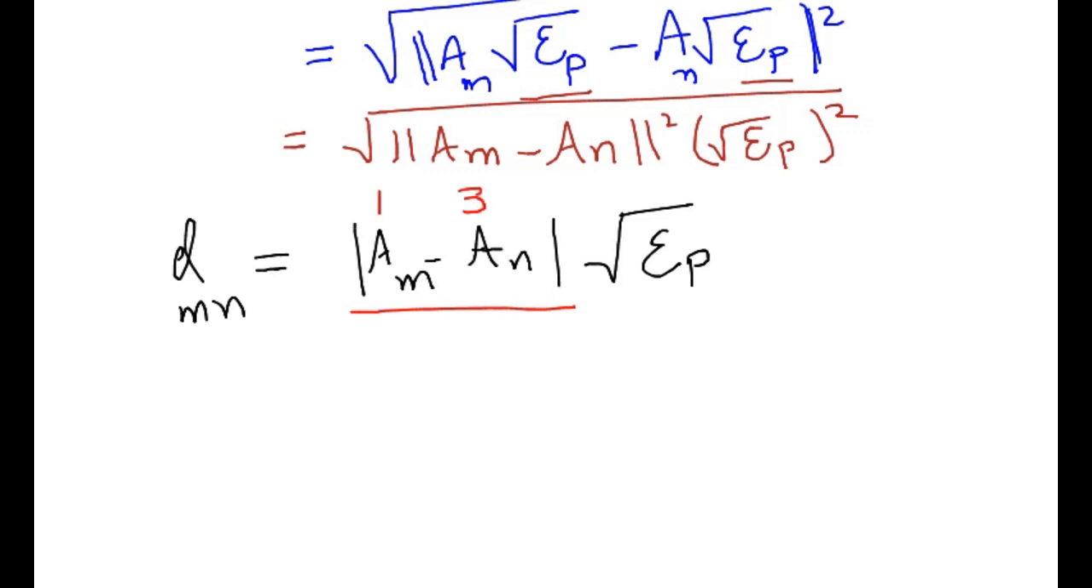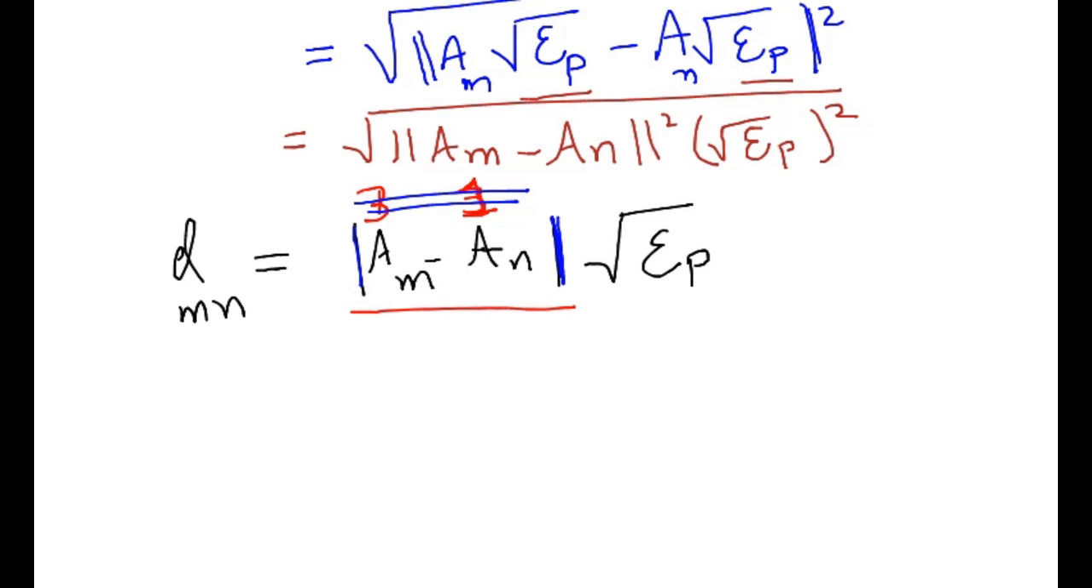So 1 minus 3 is minus 2. If you take the mod, you will get 2, right? Similarly, if you take 3 here and 1 here, 3 minus 1 is 2, and the mod is 2. So you can take any of these values. So m and n can be generalized. When you take this mod, your magnitude is the same.